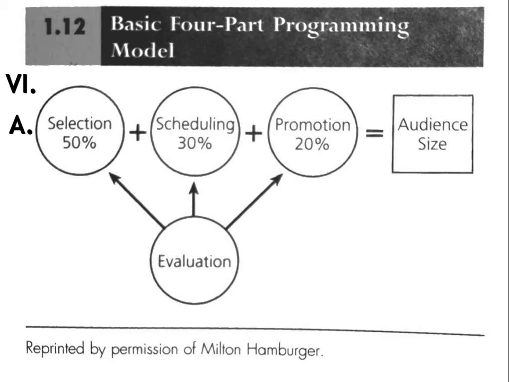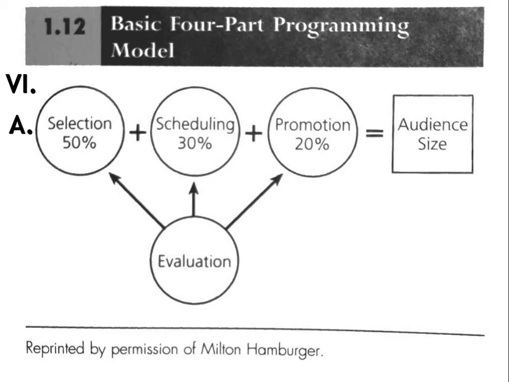So with that in mind, you've got the combinations of the programming process: selection, scheduling, and promotion. And the amount of emphasis and time that you put into those 3 particular things is going to result in a particular audience size. And the strategy is to try to combine those things in such a way that you can get the maximum audience size, either for your general audience, if that's what you're going for, or your particular demographic that you are seeking out.